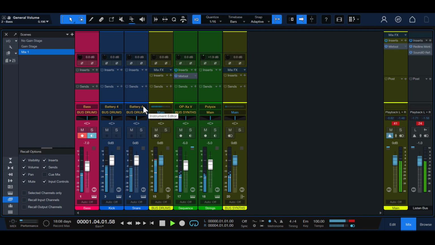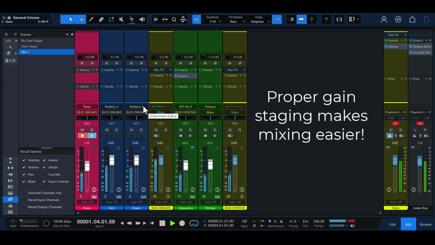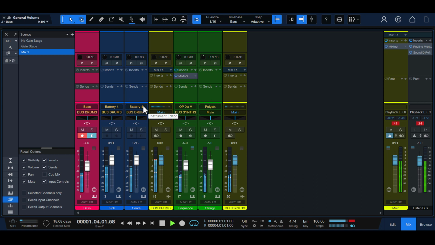Certain analog emulation plugins expect a specific signal level to work in their sweet spot. Consult the manual and adjust the gain staging process if needed. Besides ensuring that none of your tracks distort, proper gain staging will make mixing easier since your channel faders will always be relatively close together and close to unity, where the resolution of the faders is optimal.